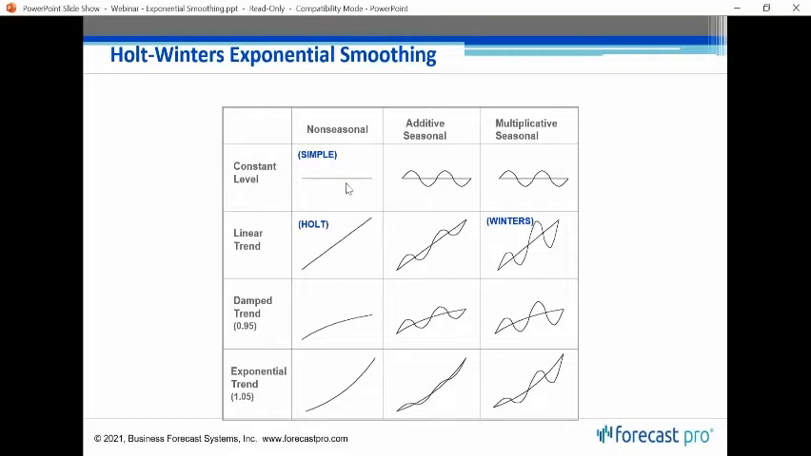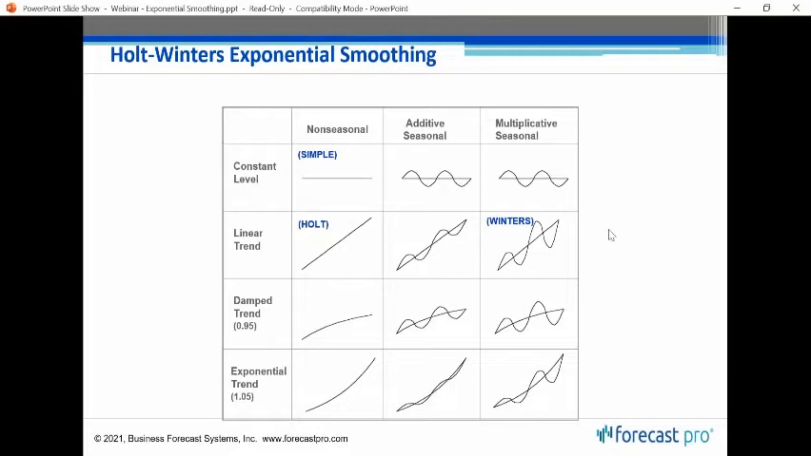Simple exponential smoothing corresponds to this, which essentially says it's not trended and it's not seasonal. Another model with a name is the Holt model. The Holt model is not seasonal but has a linear trend. And the Winters model has a linear trend and a multiplicative seasonal pattern. These names, Simple, Holt, and Winters, are things that you'll see in the literature. You'll see them certainly in Forecast Pro and in other software as well.